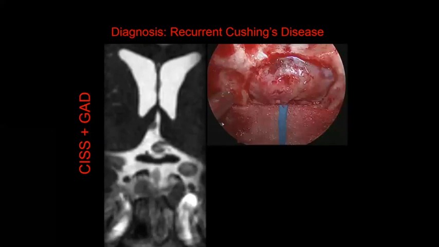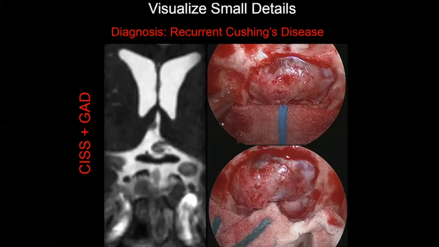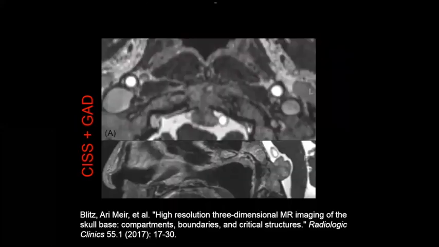here's the patient at the time of surgery with a typical surgical exposure. And the surgeon, knowing that the mass extended below the floor of the sella turcica, was able to extend the exposure in this case. And here is the mass lesion that we saw in pre-operative high-resolution imaging. And they were able to get the entire mass out, and the patient went into remission. So this is another example of how we can visualize relatively small defects, relatively small details with this high-resolution technique.